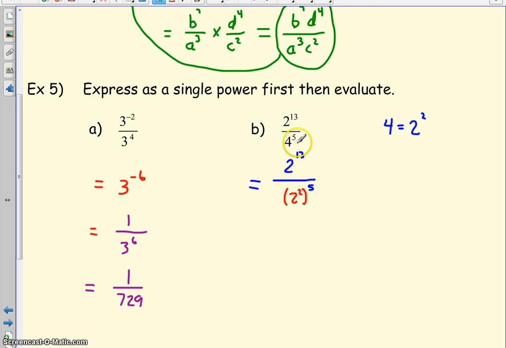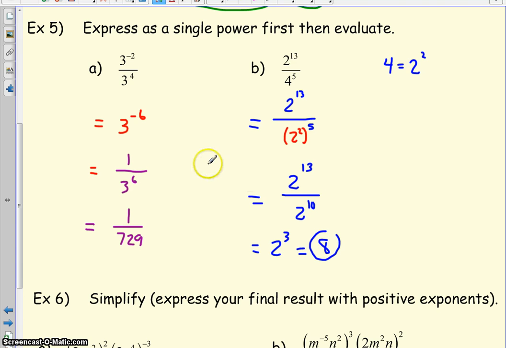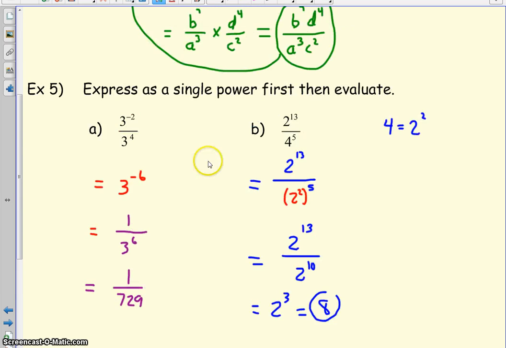By doing this, now I have everything in terms of base 2. So now I have 2 to the 13 up here. My denominator, using the power of a power rule, is 2 to the exponent 10. So I have 2 to the 13 divided by 2 to the 10, which simplifies into 2 cubed, which is equal to 8. Again, it's really helpful to recognize if certain things are powers of others, because sometimes you can put things all in the same base.